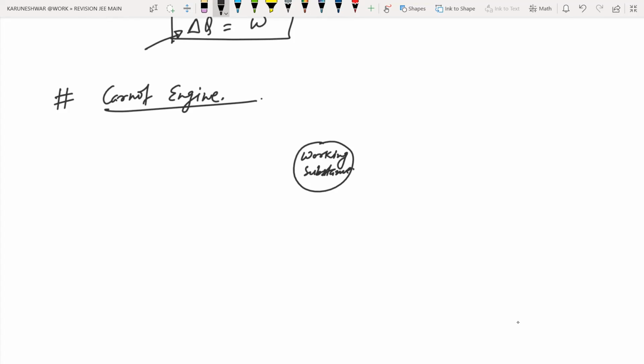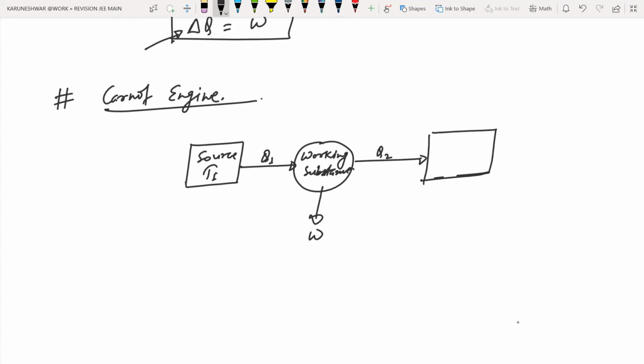So let's suppose this is the diagram you can make, and this is the working substance I'm considering here. On the working substance, this is the heat we are supplying from the source. This is what is called the source, having temperature T1. And some work is happening over there, this is the work. Then some other heat is released from this working substance, that is Q2, and this is called the sink, with temperature T2.